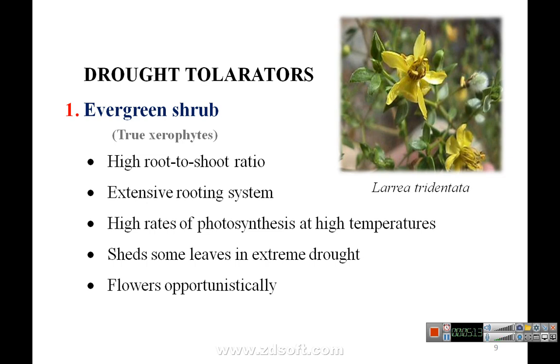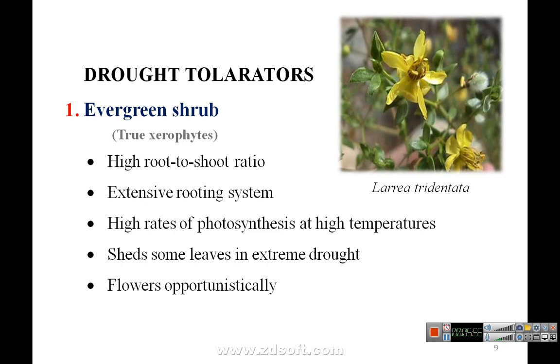High rate of photosynthesis at high temperature. I'm sure you will be familiar with photosynthesis. When temperature gets very high, it is possible that the photosynthetic pigments or photosynthetic organelles of the plant get destroyed or damaged. So they adapt themselves in a way that they do photosynthesis at high rates at high temperatures.